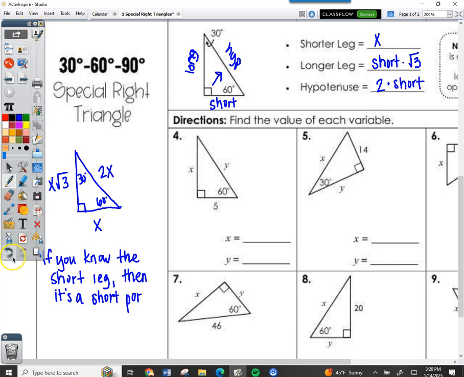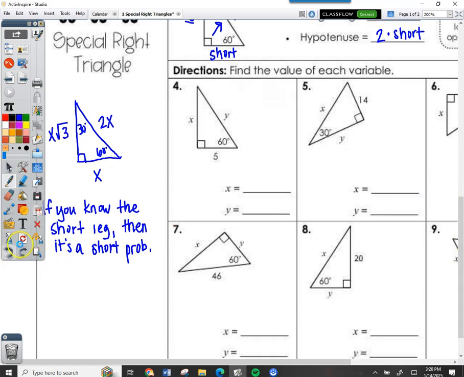Problem. I'm just going to abbreviate problem. I'm running out of room. It's a short problem. Similarly, if you know the long leg, it's going to be a longer problem, a long problem. Now, what if you know the hypotenuse? Well, you cut it in half, now you know the short, and it's a short problem, okay?